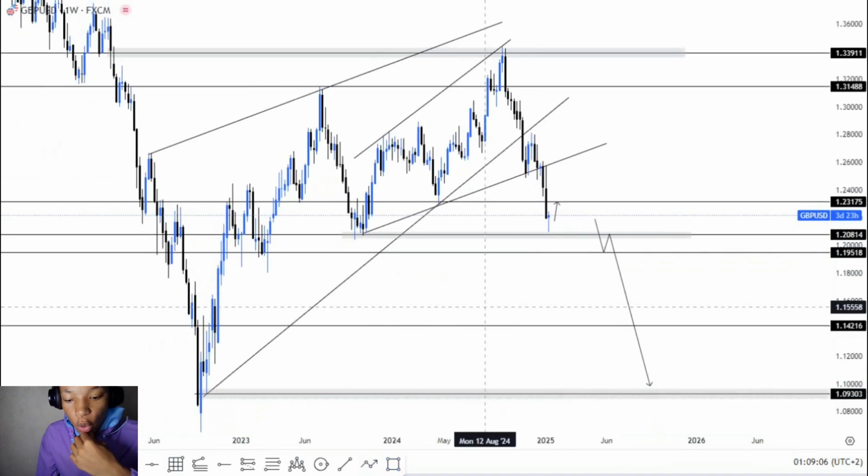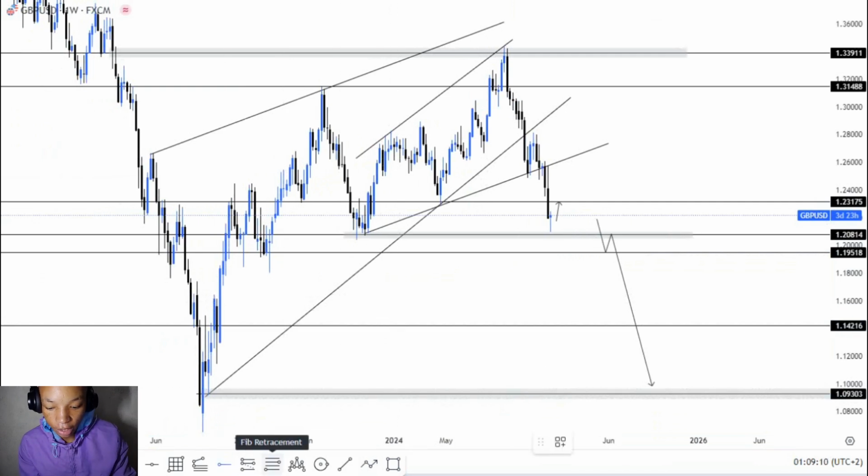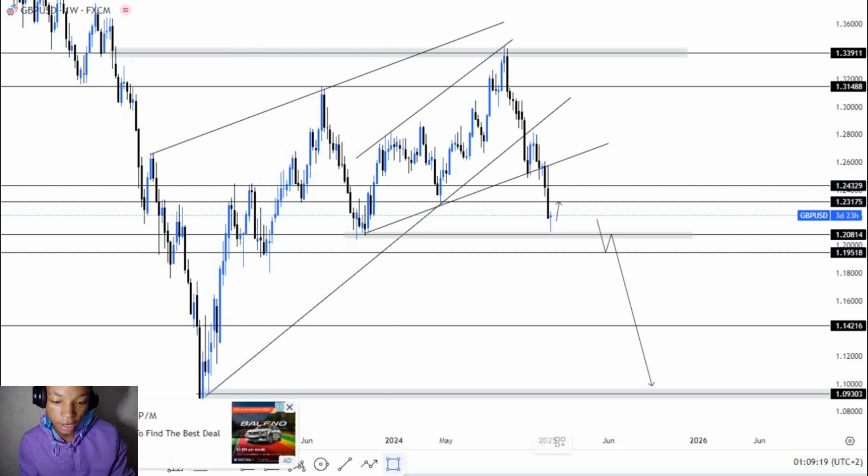Okay, so the main goal is right there, guys. Then after that, you're just going to be identifying more zones. Remember, guys, your zones are just the reversal points. So whenever a market touches a certain zone, you're expecting a reversal.